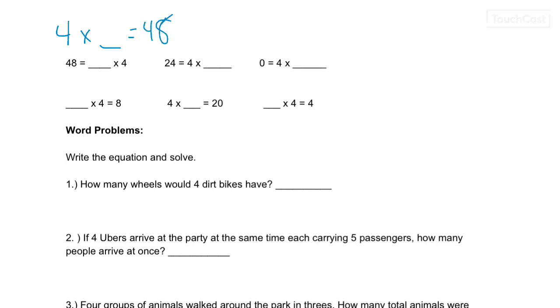4, 8, 12, 16, 20, 24. That's how we roll our 4s. 28, 32, 36, 40, 44, 48. Stop. How many fingers? We put up all 12.